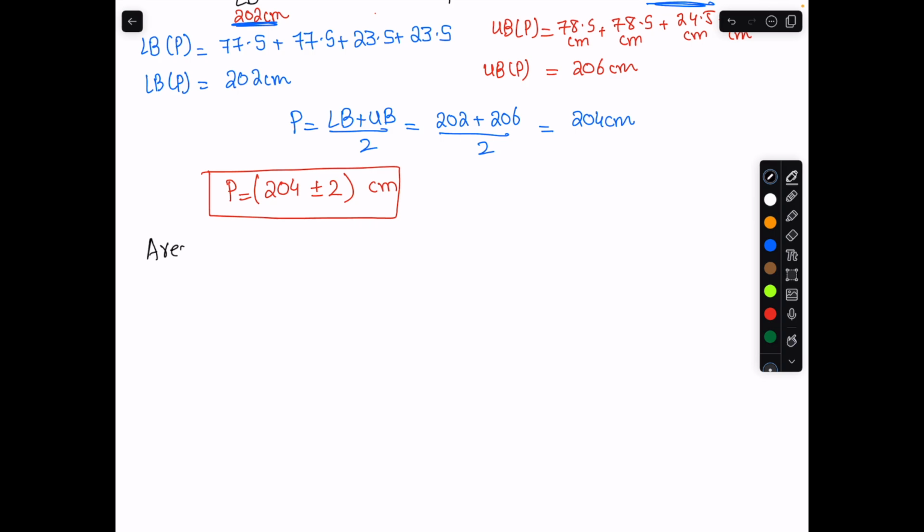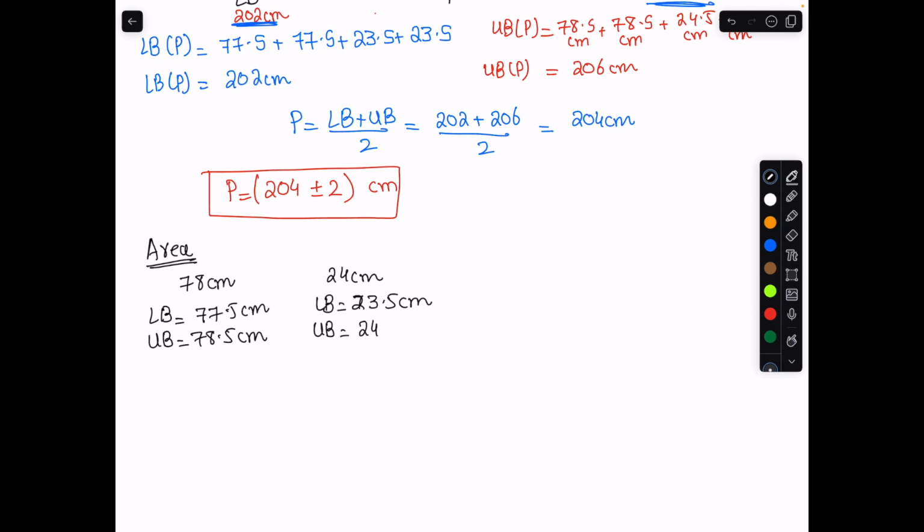Now let's try to find the area of the same. We know that area is simply length times width, and I'm just going to write the upper bound and the lower bound again. So it was 78 centimeters, and the lower bound was 77.5 centimeters. Upper bound was 78.5 centimeters. Similarly, we have 24 centimeters. So our lower bound was 23.5 centimeters, and upper bound was 24.5 centimeters for the same rectangle that I was using. So it was 78 centimeters and 24 centimeters.